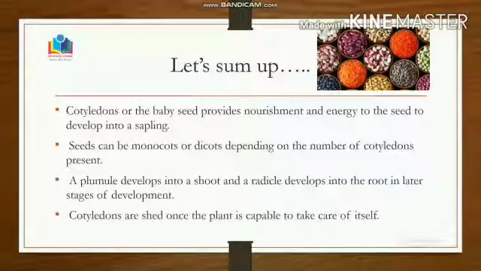I hope that now you understand germination and the role of cotyledons in a much better way.